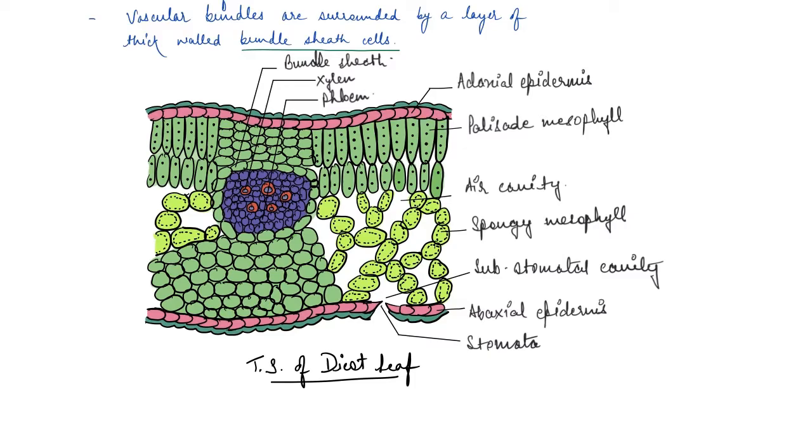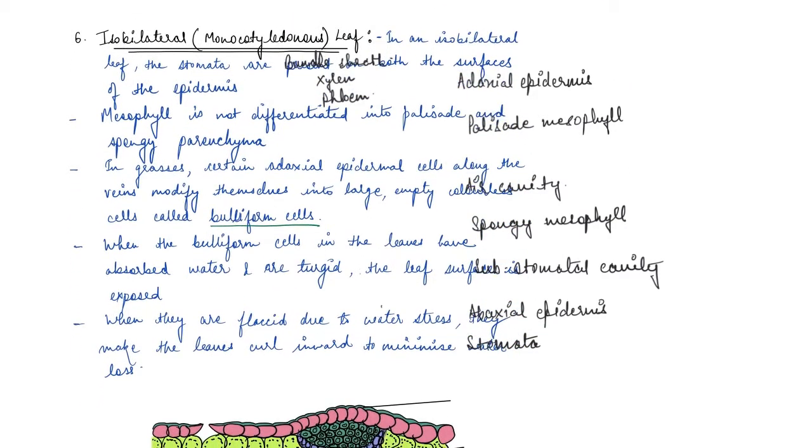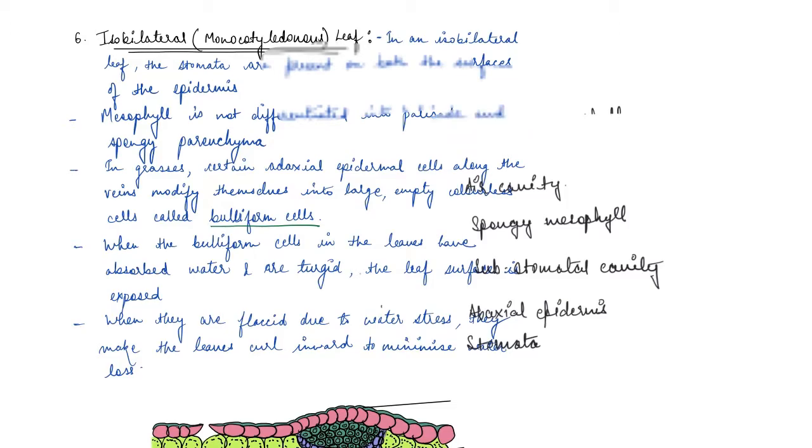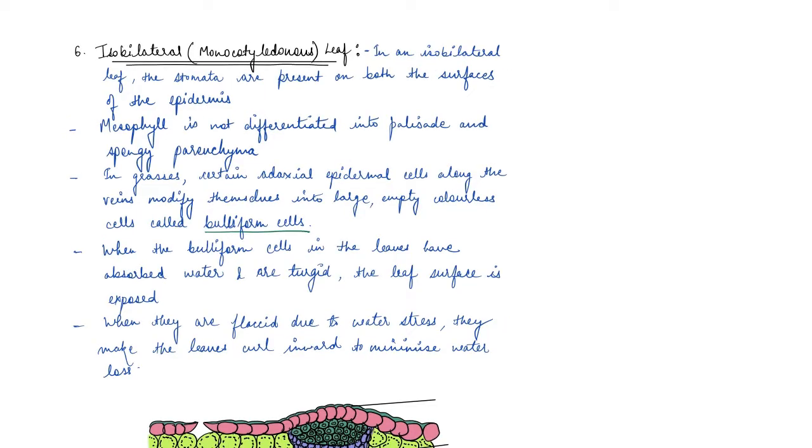Now let's move on to the structure of a monocot leaf. As we call the dicot leaf a dorsiventral leaf, we call the monocot leaf an isobilateral leaf. It is also known as an isobilateral leaf. So let's study the structure a bit in detail.